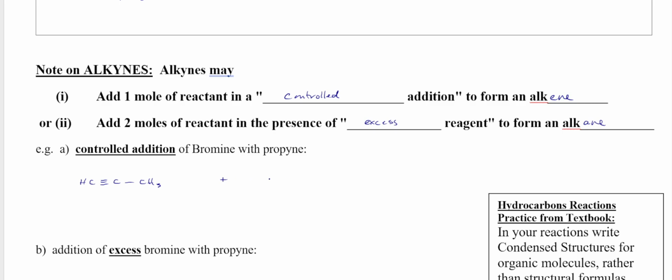Okay, that's propyne, and then we add bromine, and we're just adding quote unquote 1 mole in a controlled reaction. And that would take us from this triple bond down to a double bond. So I have HC double bond C CH3, a bromine here and a bromine here. So this is propyne, this is bromine, and this is going to be 1,2-dibromopropene.